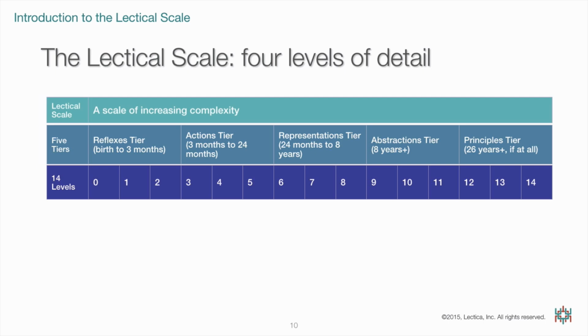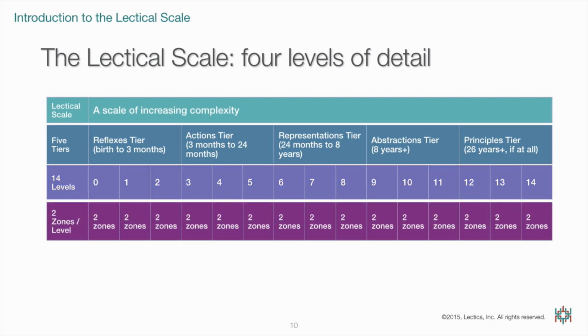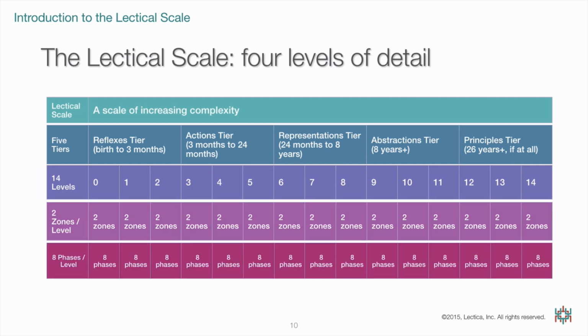At the next level of detail, each of the 14 lectical levels can be further broken down into two zones, an early zone and an advanced zone. This helps us to make finer distinctions within each developmental level, and we'll see very shortly why this is so useful. Finally, we can also break each of the 14 lectical levels down into 8 phases. This helps us to make even finer distinctions about how people grow within each level, and is the level of granularity of Lectica's computerized scores.